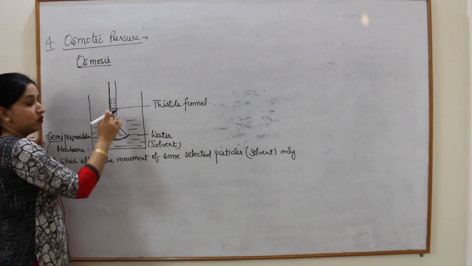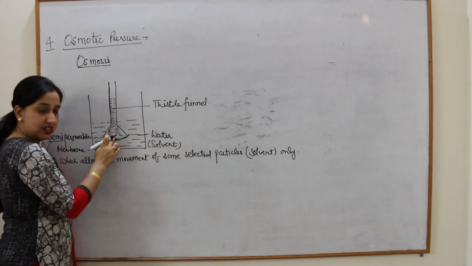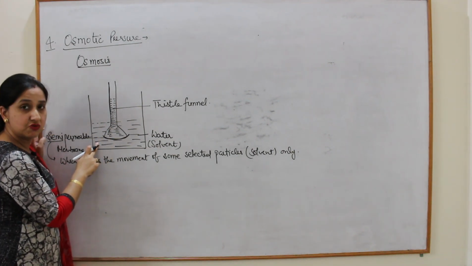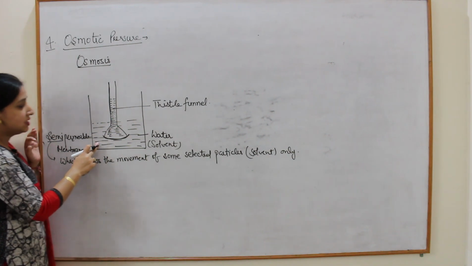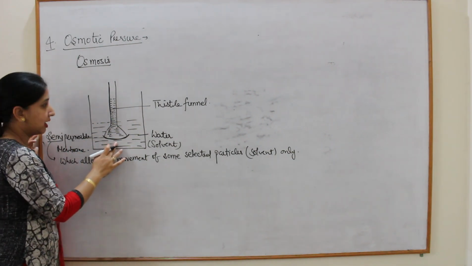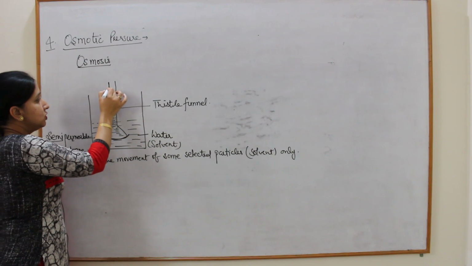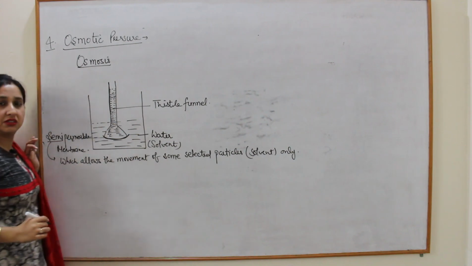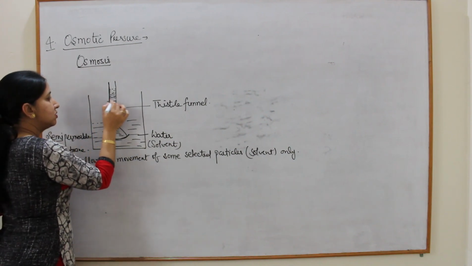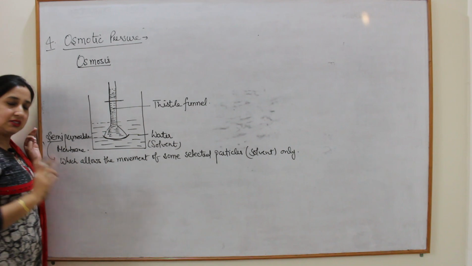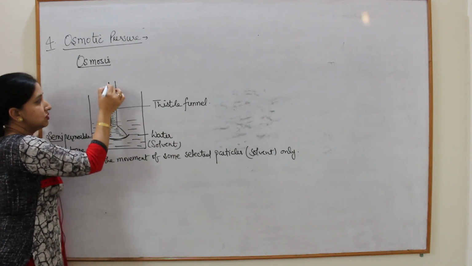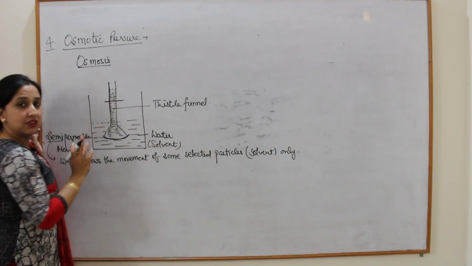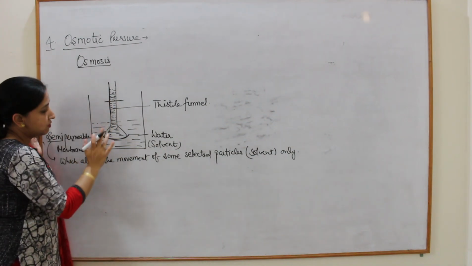So when we put this thistle funnel having a semi-permeable membrane into this water, what will we see? After some time, the level of solution in this funnel is increased. First, the level was up to this much, and after some time the level of solution is increased. How does this level increase? So this is very simple.